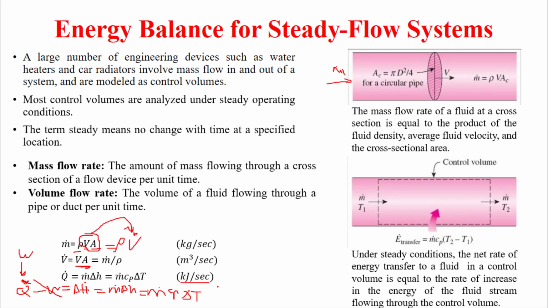And this is in kilojoule per second. This is the same example here, mass in, mass out, and here we have the control volume and this is the control surface. The mass flow rate of a fluid across a section is equal to the product of the fluid density, average velocity, and the cross sectional area. So it is rho multiplied by V multiplied by A.